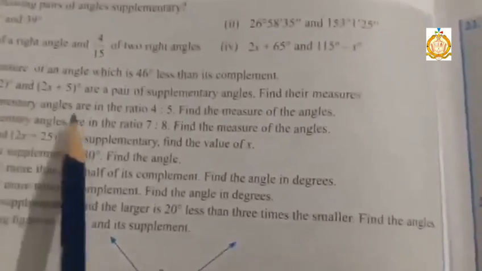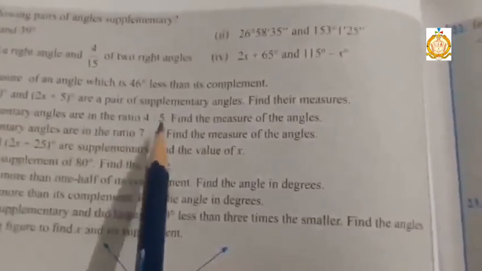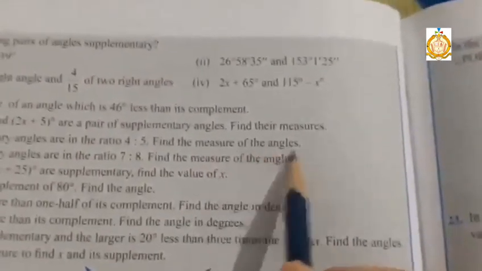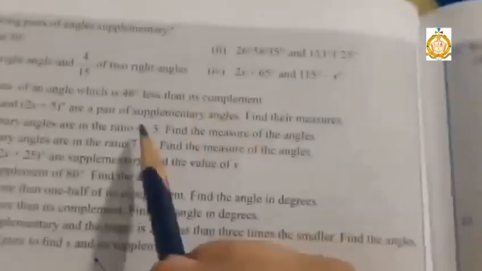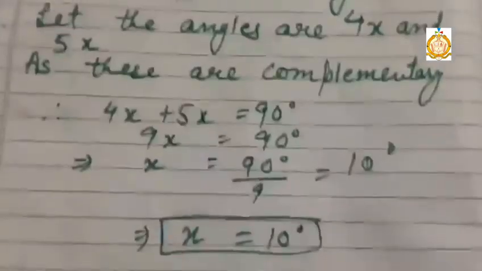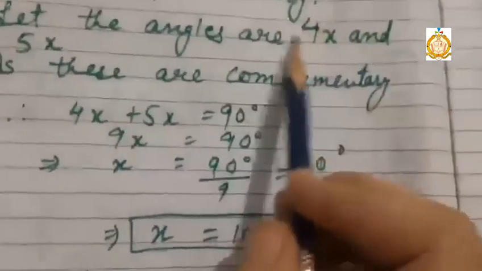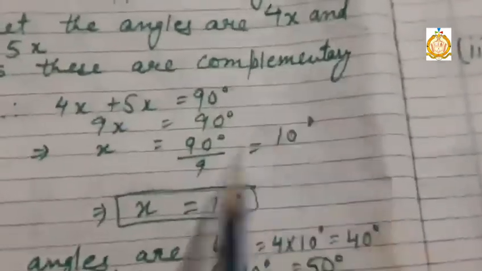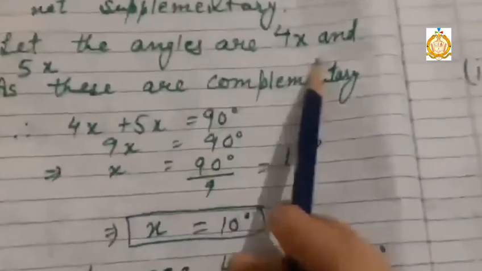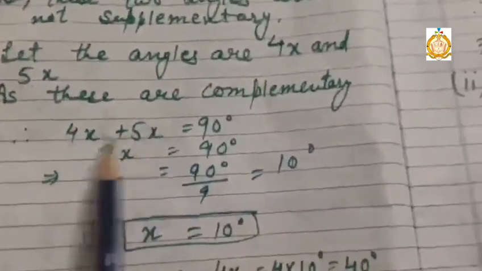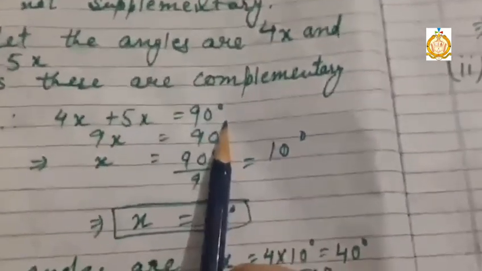Now see the 12th sum. Here two complementary angles are in the ratio 4:5. Find the measure of the angles. Here they have the ratio 4:5, which means they have some common multiple. So we can write, let the angles be 4x and 5x. As these are complementary, adding these, 4x plus 5x, would give us 90 degrees.